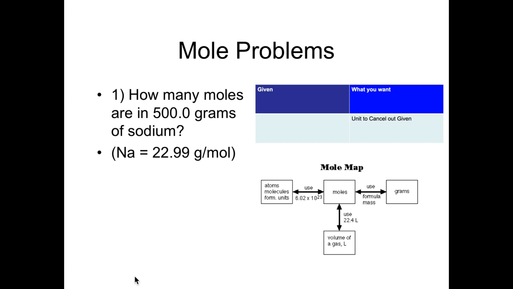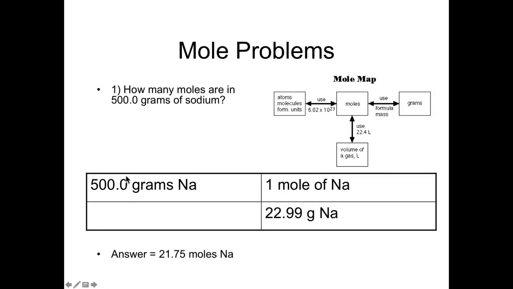So mole problem number 1: how many moles are in 500.0 grams of sodium? Sodium's molar mass is 22.99. So when I set that up, I'm going to have 500.0 grams of sodium. 1 mole of sodium is 22.99 grams. So 500 grams is going to cancel. I'm left with moles. It'll be 21.75 moles of sodium.